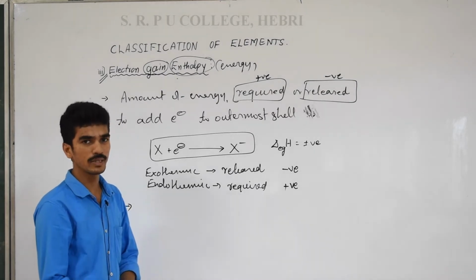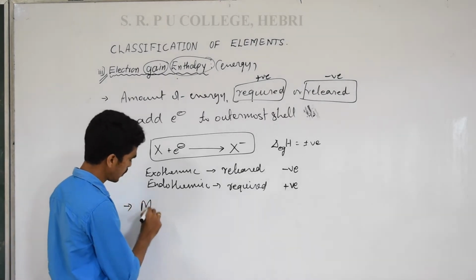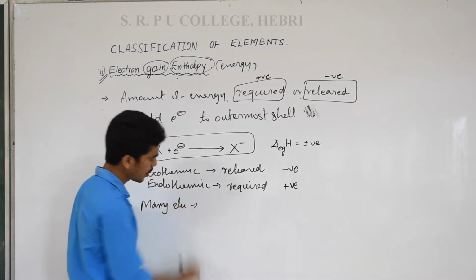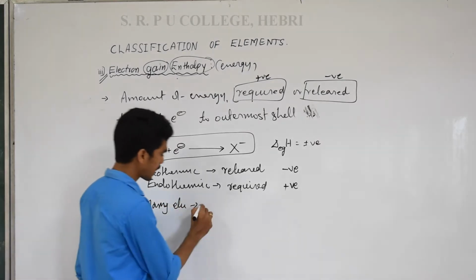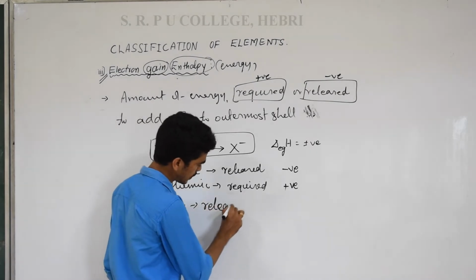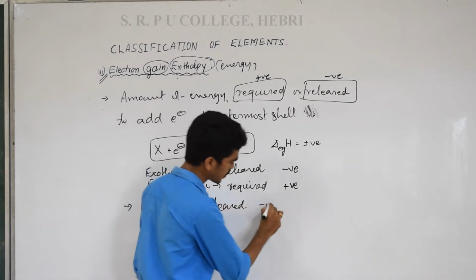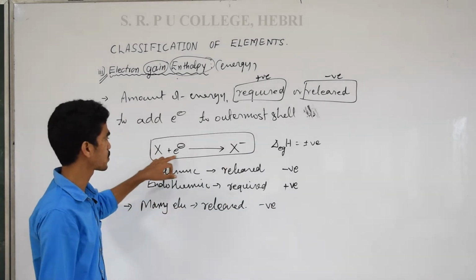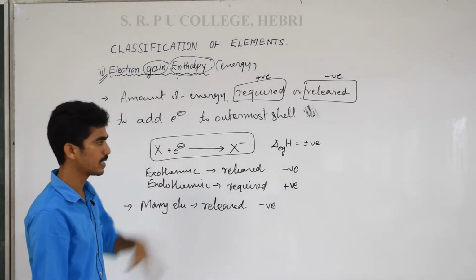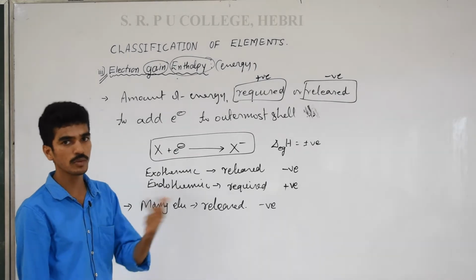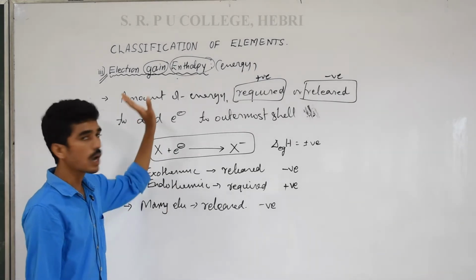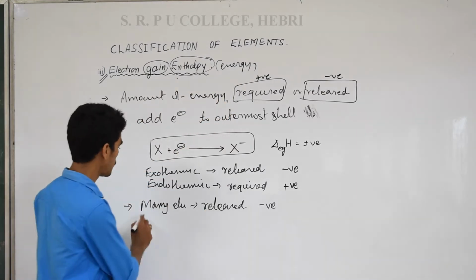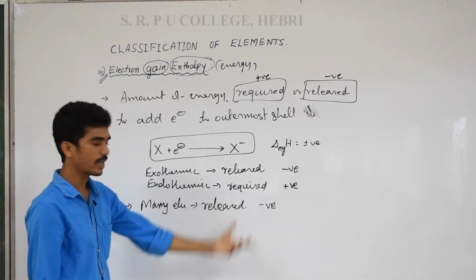Most of the elements, or many elements, will release energy. Energy release means a negative value will come. Electron gain enthalpy tells how much energy is released or required to add an electron. Most of the elements release energy.